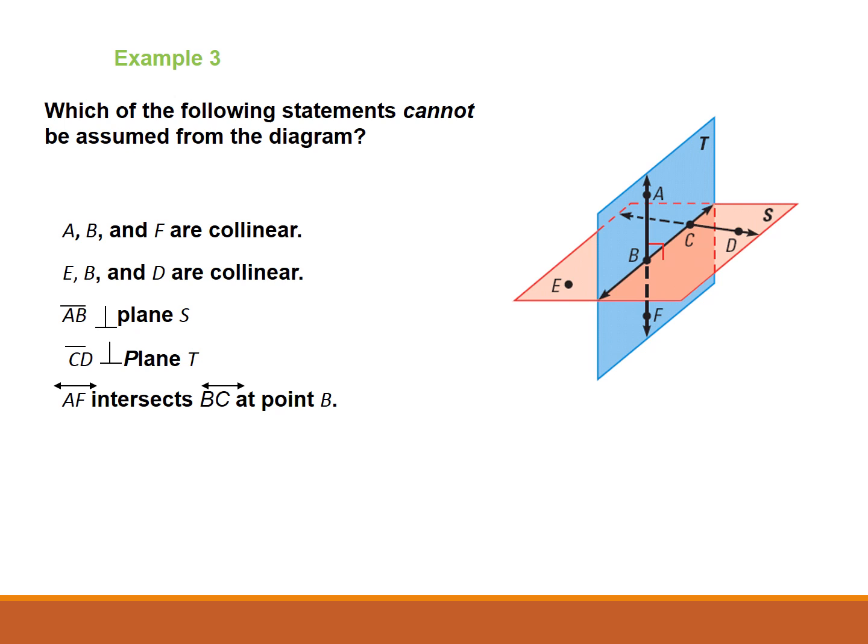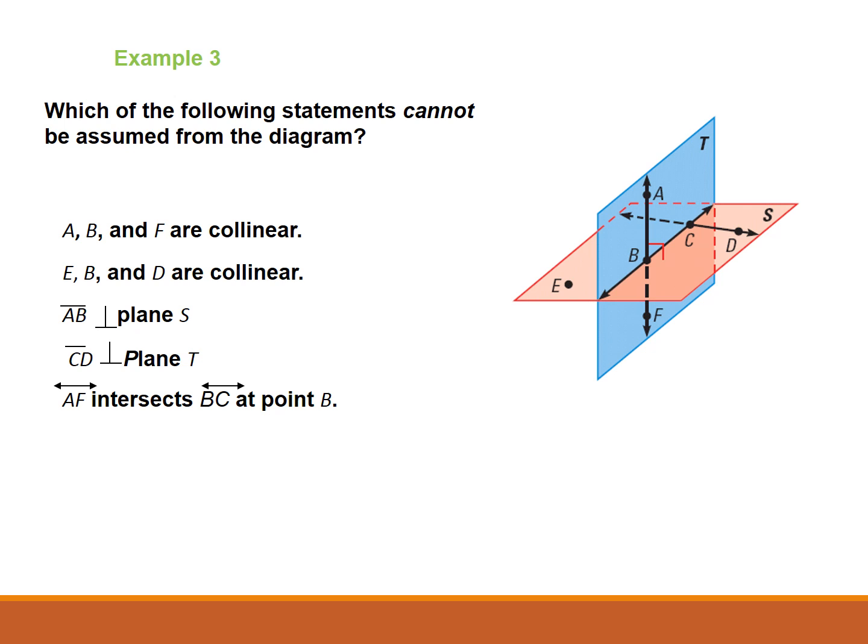Okay, well hopefully you notice A, B, and F are collinear. They're all on the same line. We have a line drawn through those points. Notice though the second one, E, B, and D, there is no line drawn through these 3 points, so we cannot assume. So therefore that one is incorrect.